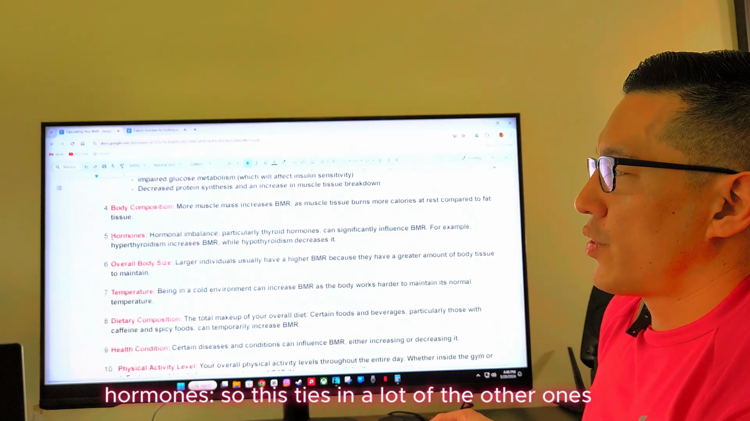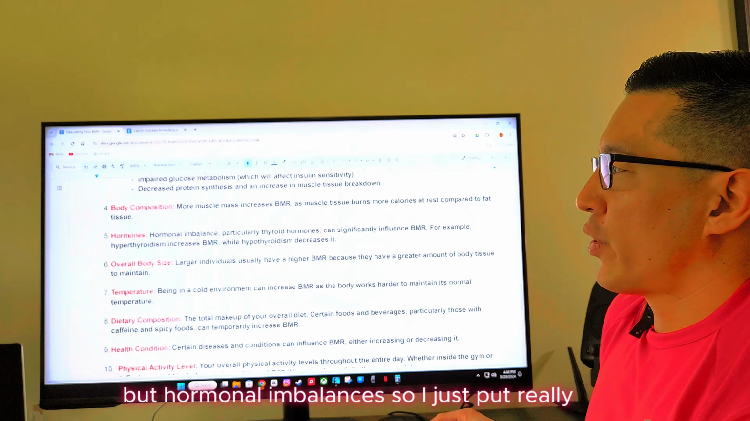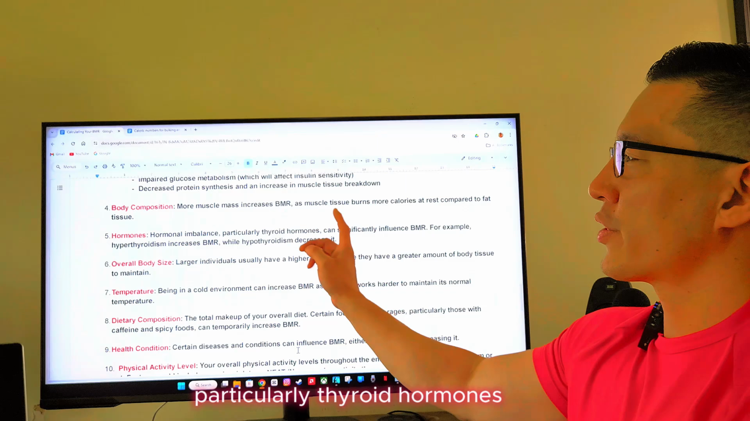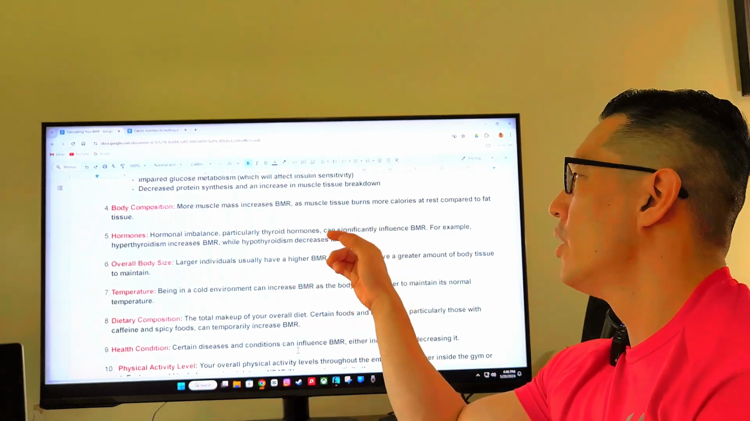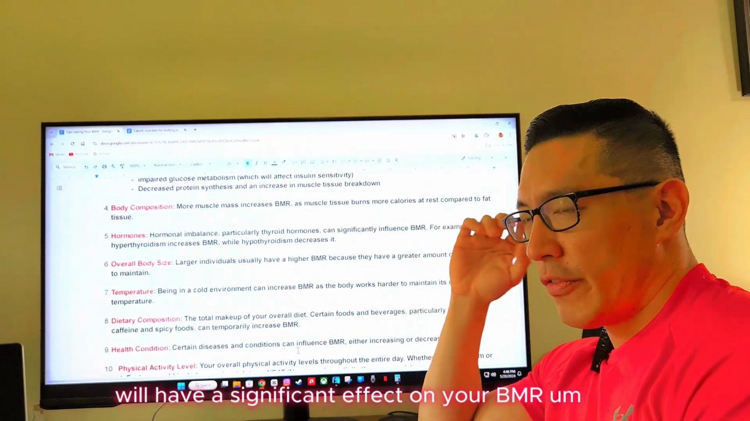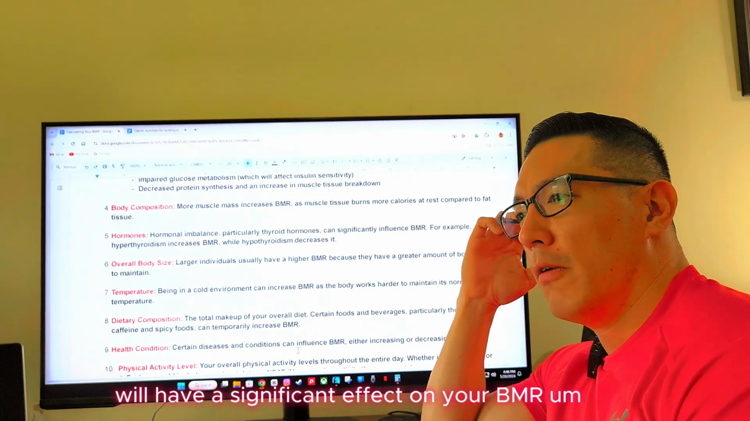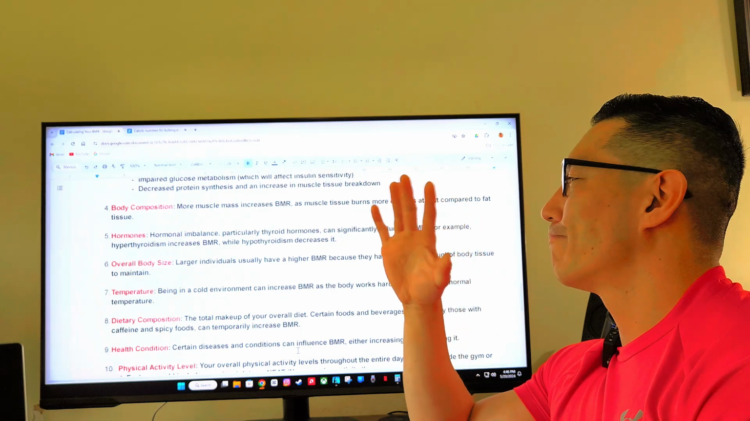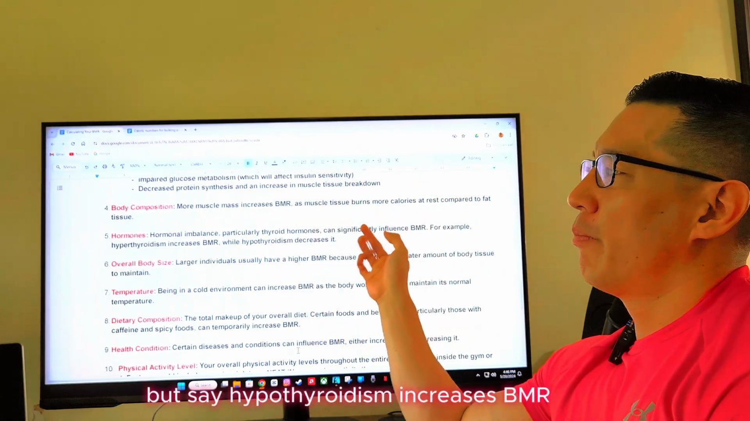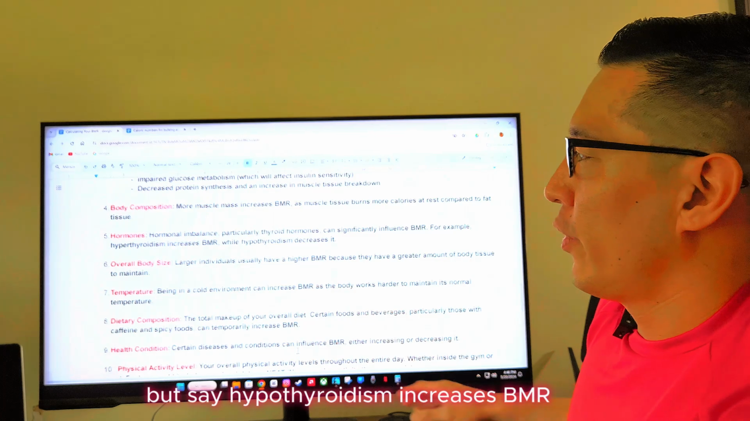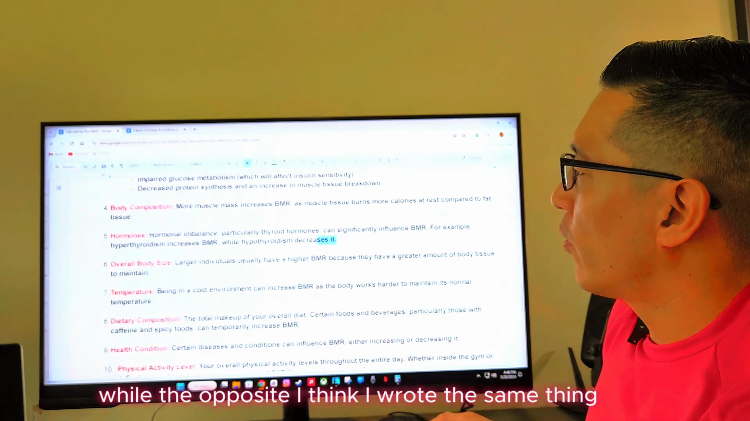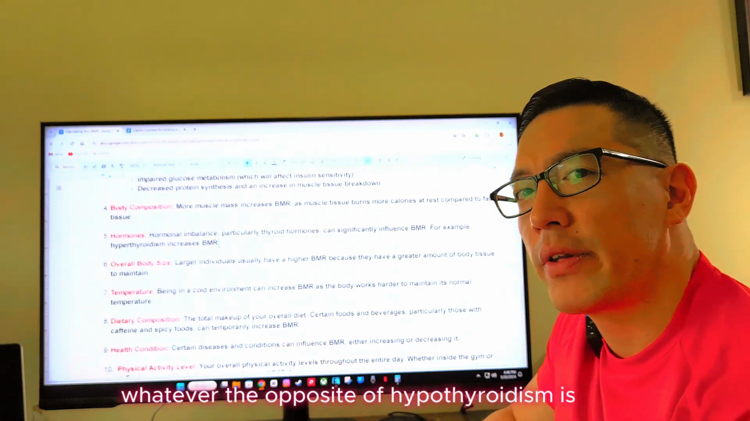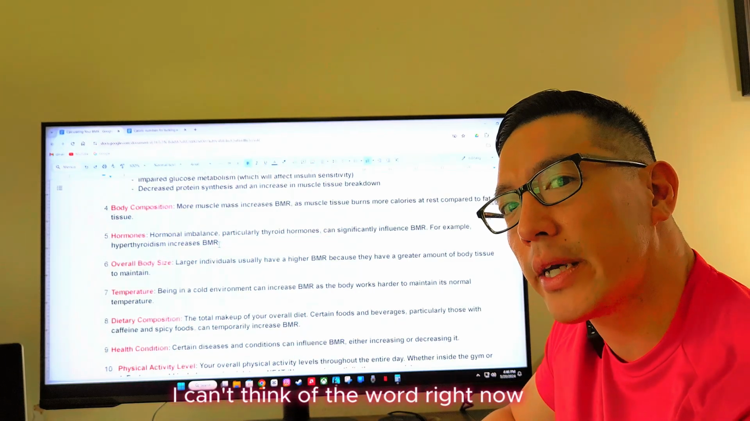Hormones. So this ties into a lot of the other ones, but hormonal imbalances. I put particularly thyroid hormones, which will have a significant effect on your BMR. I won't go there yet, but say hypothyroidism decreases BMR, while the opposite of hypothyroidism, I can't think of the word right now, increases it.